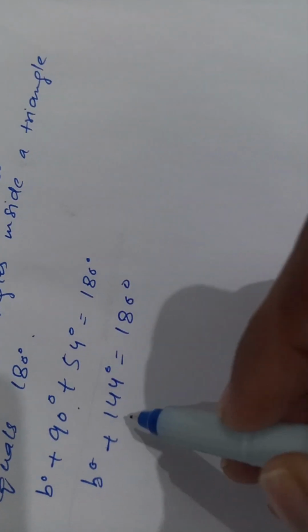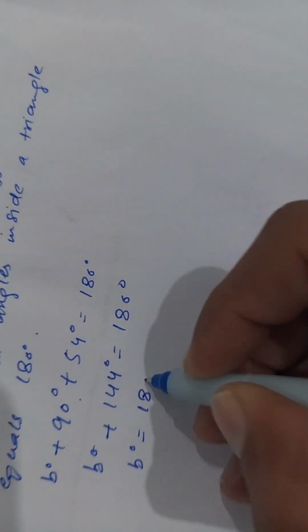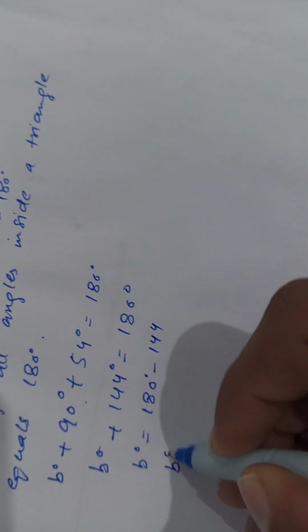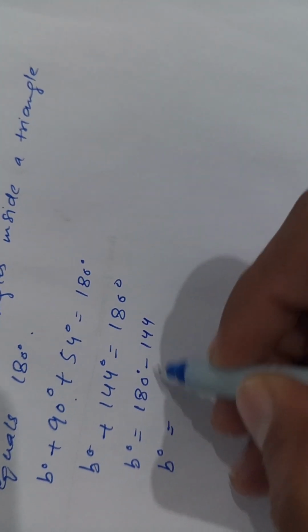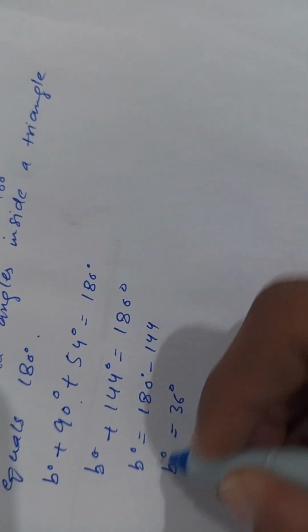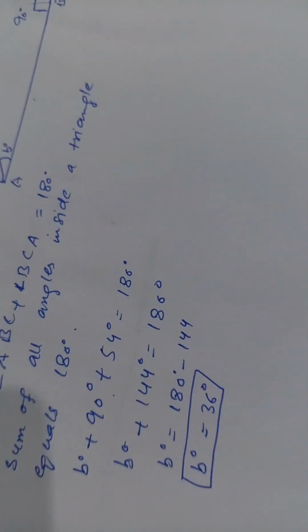So now 144 is in positive terms here. If we take this 144 to the other side of the equation, it will become negative, right? So now B degree equals 180 minus 144 equals 36 degree. So that is the value of B degree.